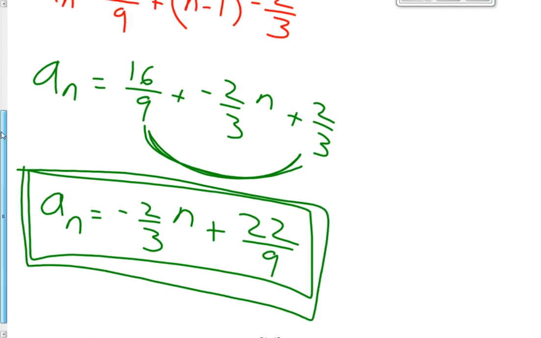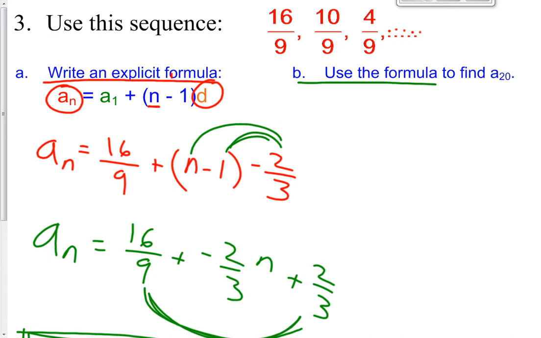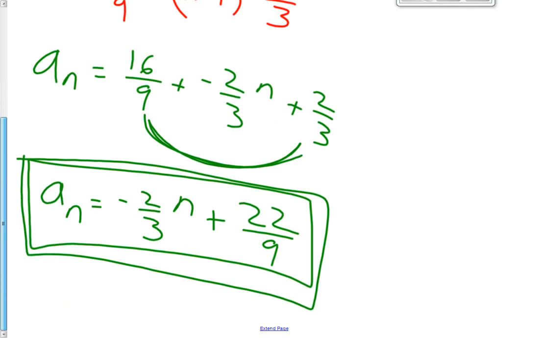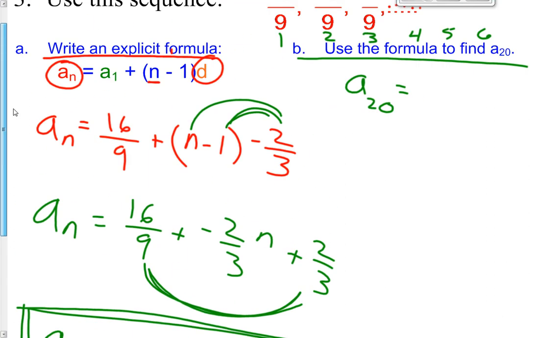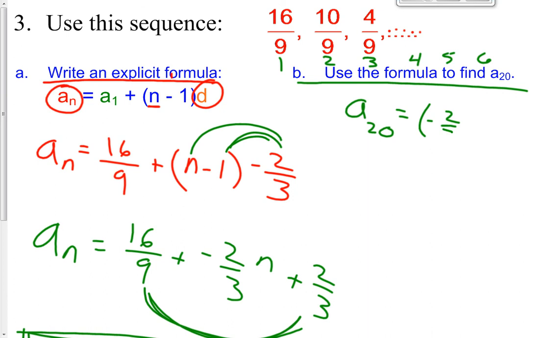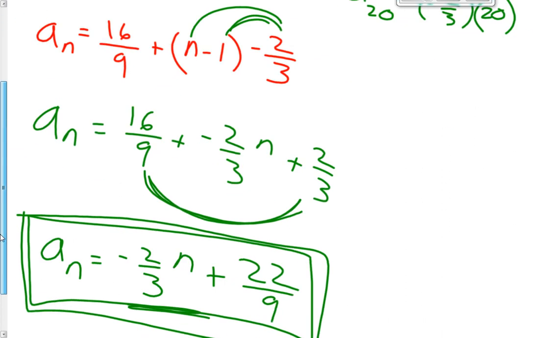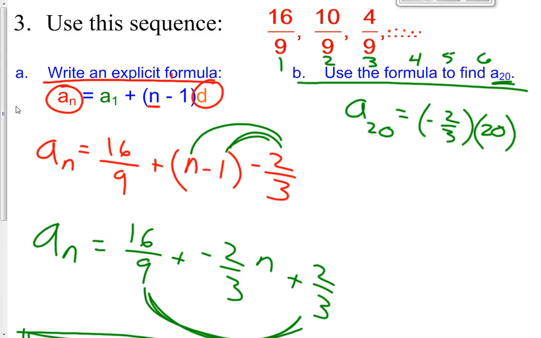So now for letter B, use this formula to find the value of the 20th term. So what is a sub 20? Here's my first term, here's my second term, here's my third term. If I keep on adding a negative 2/3, fourth, fifth, sixth, it'd be very cumbersome to get all the way to the 20th. Let's just use our formula. The value of the 20th term equals a negative 2/3 times n, which n is, how many terms do we have? 20 terms. So negative 2/3 times 20, and then adding 22/9.